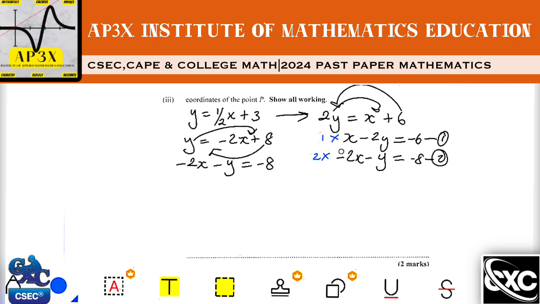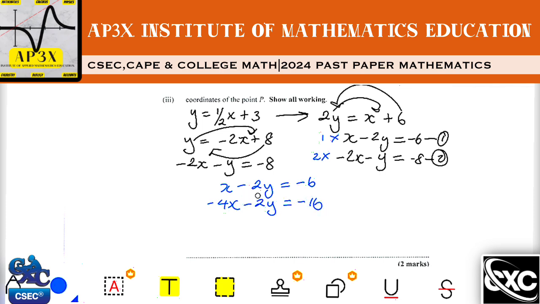So then multiplying the top equation by 1, I'm going to get the same equation. That's x minus 2y, and that's equal to negative 6. And then I'm going to multiply the bottom equation by 2. I'm going to get negative 4x minus 2y equals, 2 times negative 8 is negative 16.